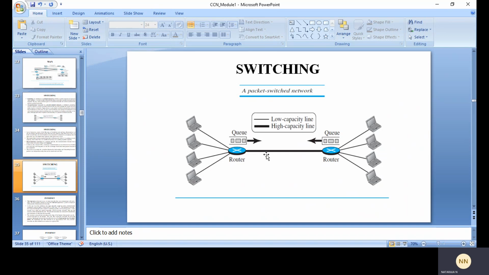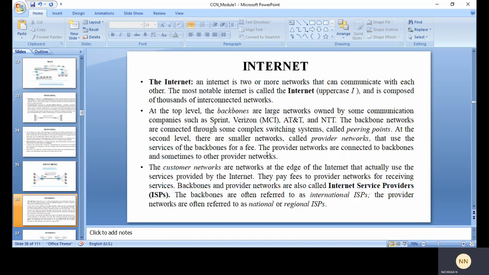Okay, this is about switching, the packet switched network. Okay, and next will be the internet. The next concept we are going to discuss is the internet. Okay, what exactly is the meaning of internet? Here, an internet is two or more networks that can communicate with each other.